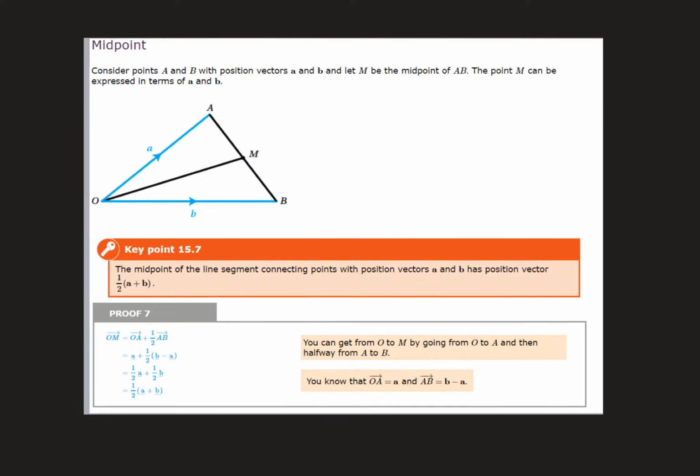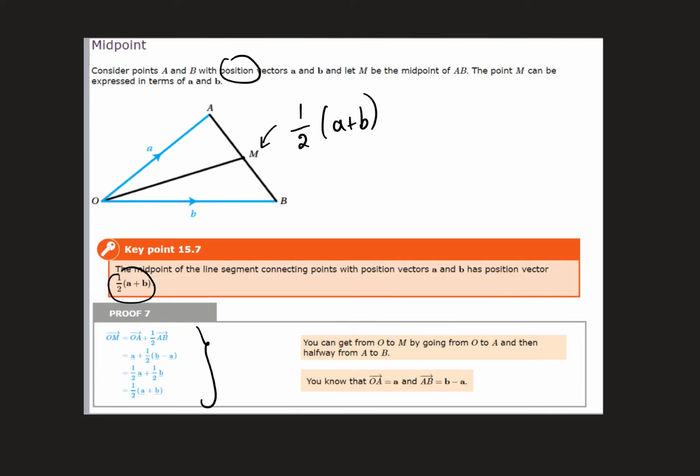So again, something that you've been using quite a lot at GCSE level, but now we're going to start talking about position vectors. So what are position vectors? Position vectors are vectors that start from 0, 0. If you've got position vectors A and B, and your midpoint M, that will be half of A plus B. Take a minute to have a look at the proof also.